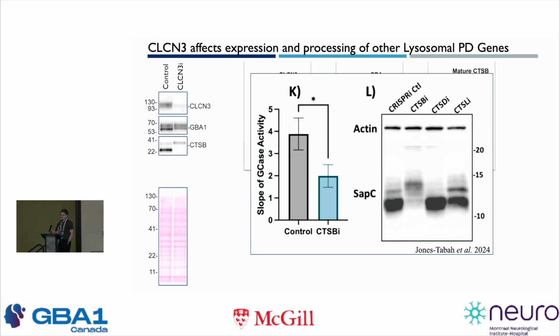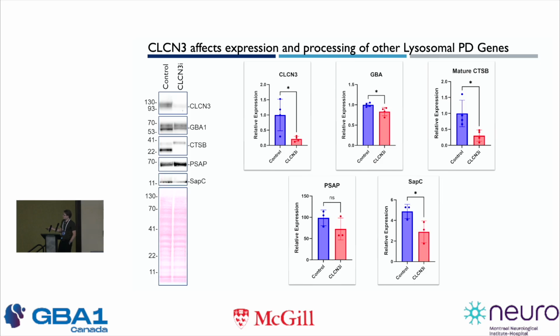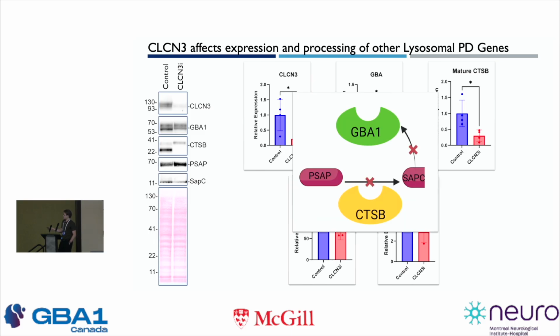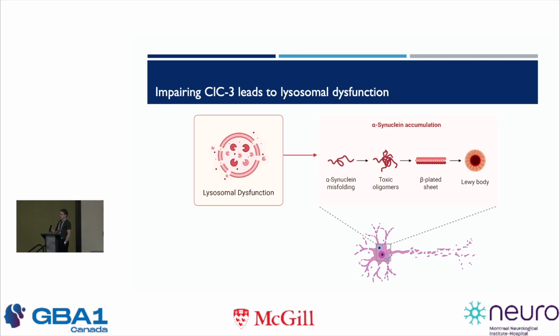So what do we see when we look at this in our cell lines? Well, when we plot for PSAP, we actually see an increase in prosaposin and a reduction in saposin C. So what we think could be happening here is that the pH is affecting not only GCase, but also cathepsin B activity, which is reducing the levels of saposin C and is unable to activate GCase. So this, along with the reduction in protein and the suboptimal pH, could explain the drastic drop in GCase activity that we're seeing. So clearly, when we impair CLCN3, we see lysosomal dysfunction.